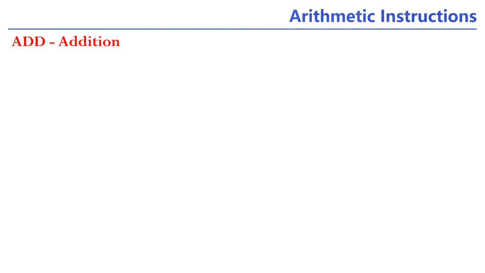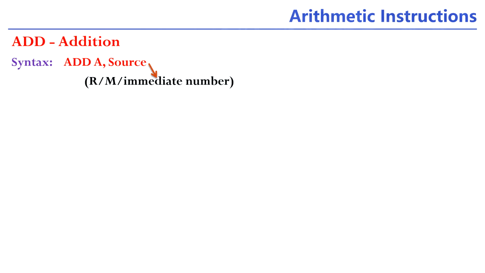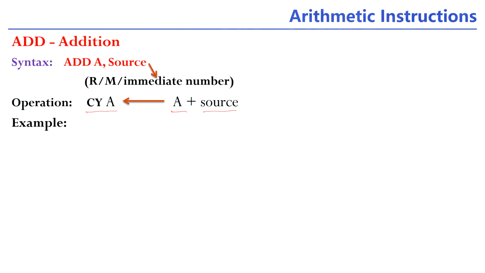The first instruction under arithmetic instruction is the ADD. ADD stands for addition. The syntax is ADD A comma source. Here the source may be a register, memory, or an immediate number. The operation is it will add the accumulator content with the source specified within the instruction, and the result is stored in the accumulator and carry.